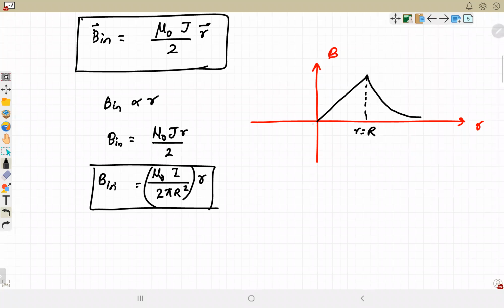Left side में करेंगे तो भी formula same, only the direction is opposite, so it will be negative. Similar but negative. Magnetic field is maximum at surface, inside linearly. At the center it will be 0.